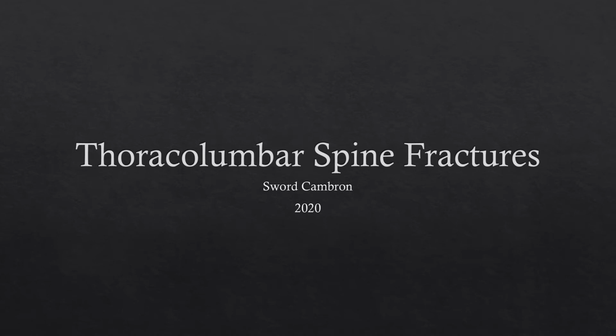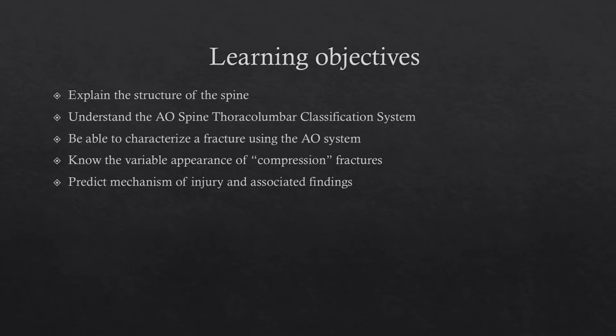Hello everybody. Today we're going to be talking about thoracolumbar spine fractures. We want to be able to explain the structure of the spine. We want to be able to understand the AO spine thoracolumbar classification system and categorize injuries within that system. We want to know the variable appearance of what are called compression fractures. We want to predict the mechanism of injury and associated findings based on the mechanism.